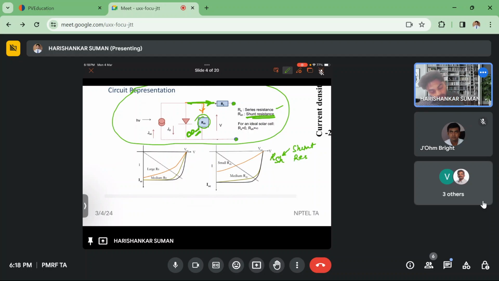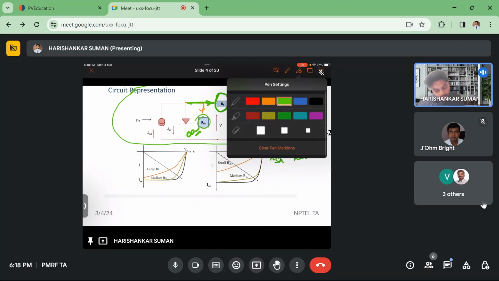And why should series resistance be low? Because some losses also occur here in heat form or something else. So series resistance should be 0 and shunt resistance should be infinite. You can see it from the circuit representation. Clear?